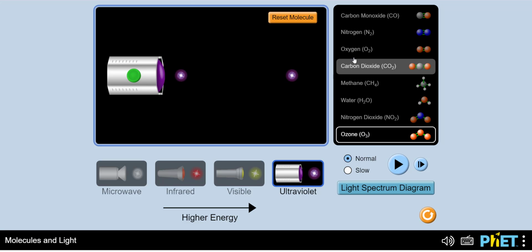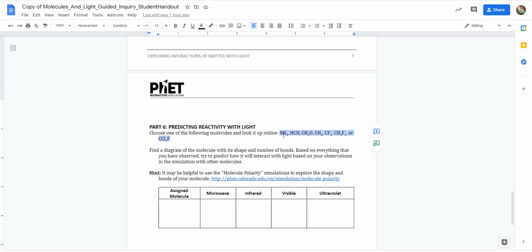Based on what you've discovered so far, what will one, you only need to do this for one, pick one, what will that molecule do? Okay, and that's all you need to do to finish up the worksheet, and then you can turn that in.